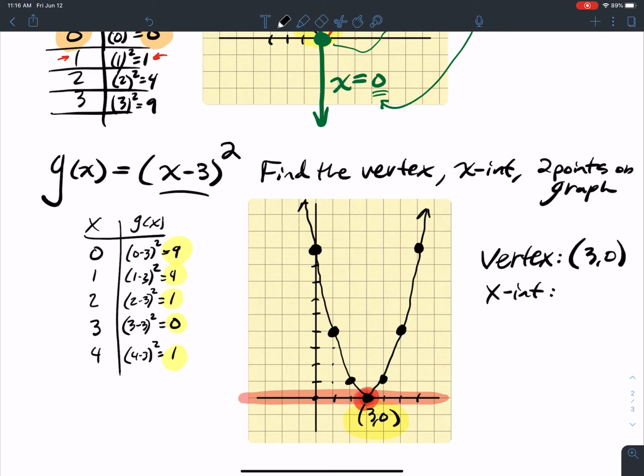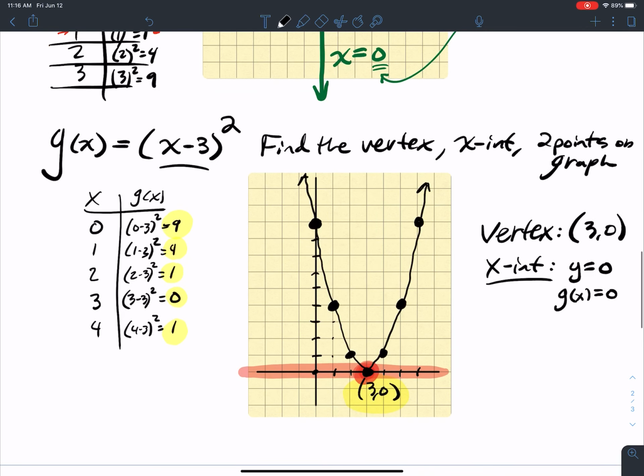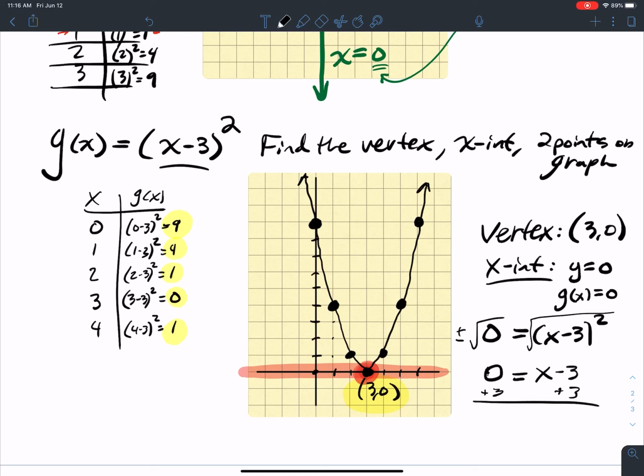is found when y is set equal to 0. Well, we don't have a y here, so we have g of x equal to 0. If I have 0 equals (x minus 3) squared, if I do the square root method, I have plus or minus the square root of 0, which is still 0. And then I have x minus 3, and so I add 3 to both sides, and this is where x equals 3 comes in for our x-intercept.